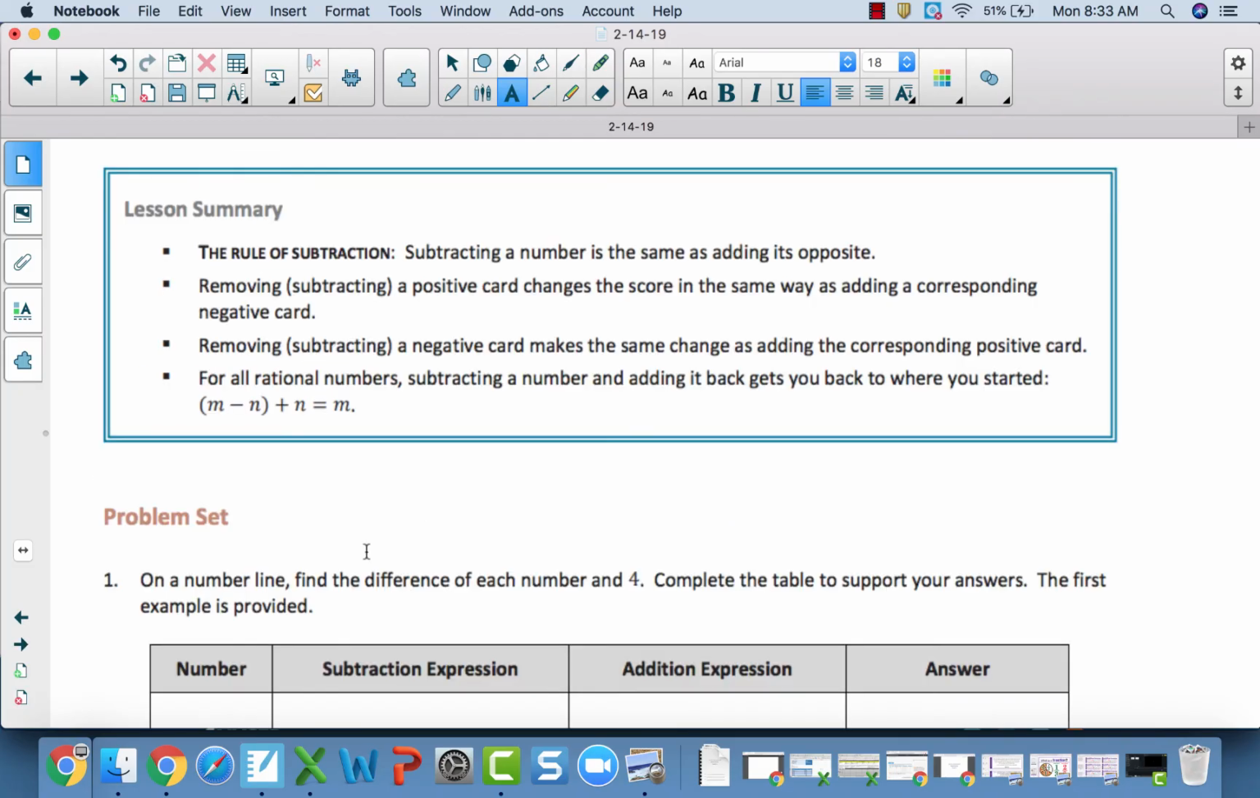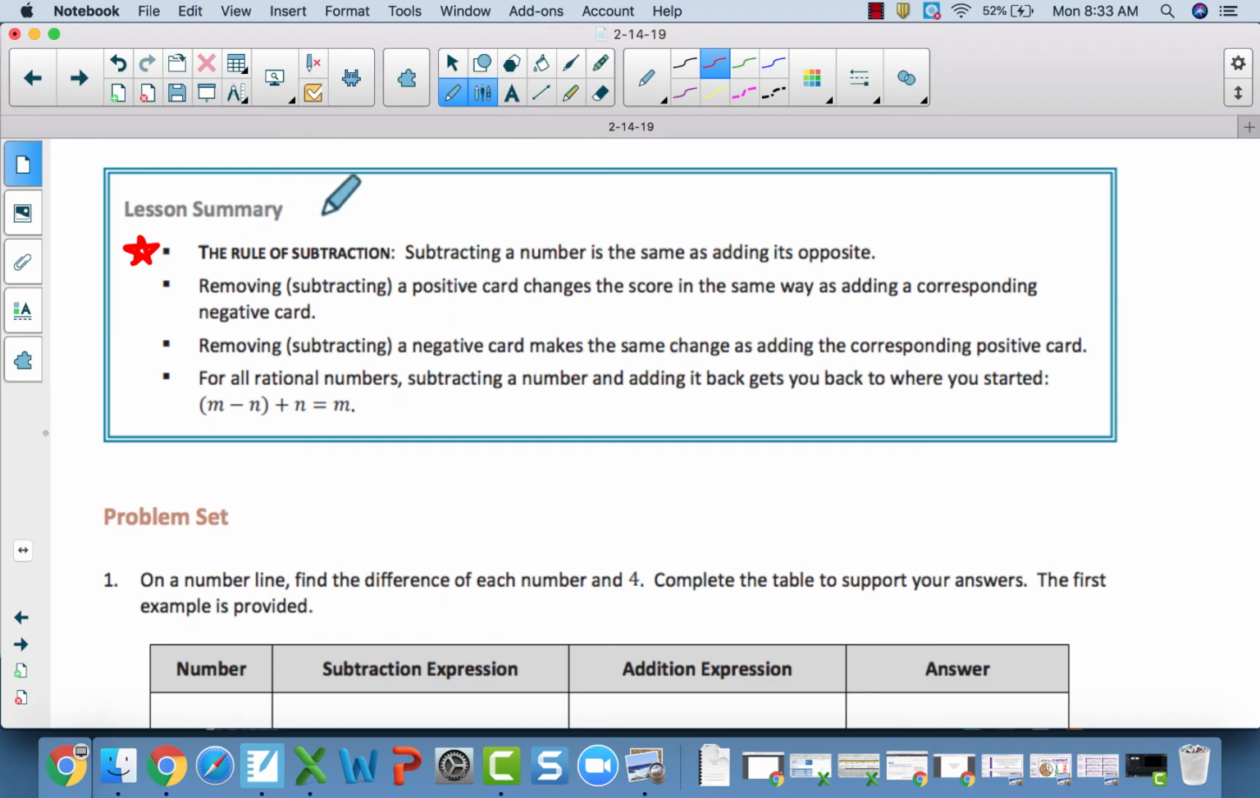All right, lesson summary. The rule of subtraction here, and this is kind of your goal for the lesson, is to understand this and then apply it to be able to subtract. Subtracting a number is the same as adding its opposite. So you can always change that subtraction problem to an addition problem. Okay? Now, removing or subtracting a positive card changes the score in the same way that adding a corresponding negative card would. So that actually fits with the prediction I had at the beginning. And removing or subtracting a negative card makes the same change as adding the corresponding positive card.